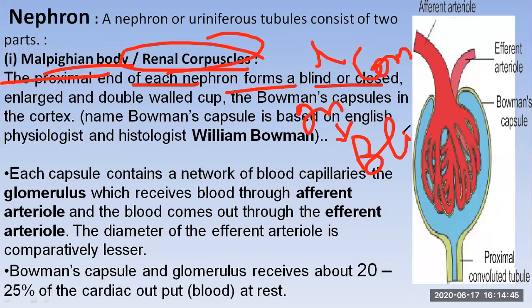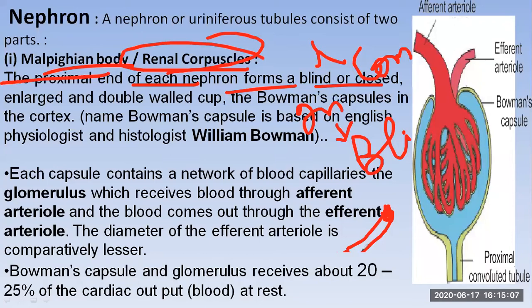Blind sac means, suppose this is a tube-like structure, only one pore is open and the other pore is closed. One pore is open here, but the other pore is closed. That is called the blind sac.